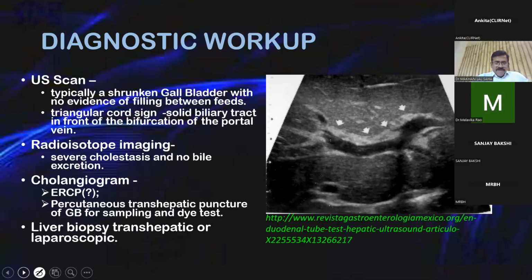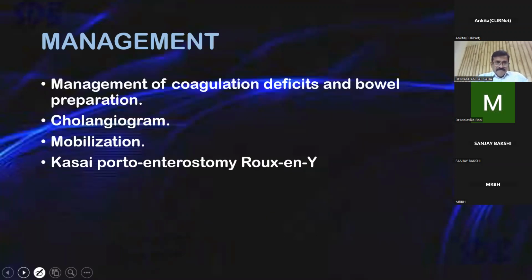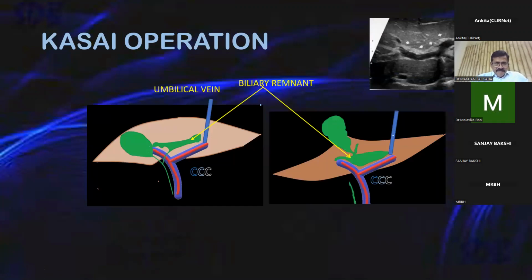What is Kasai operation? Yes, I said, what is it? Okay, I'll show you. Traditionally, you follow the umbilical vein. It's your anatomic landmark. The umbilical vein always drains into the left portal vein. So you go and find the biliary remnant out here.